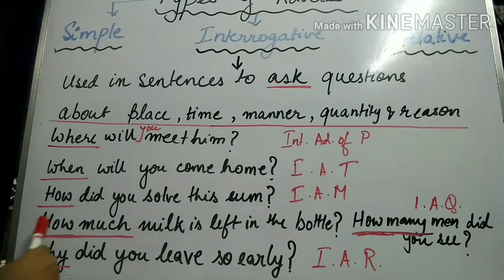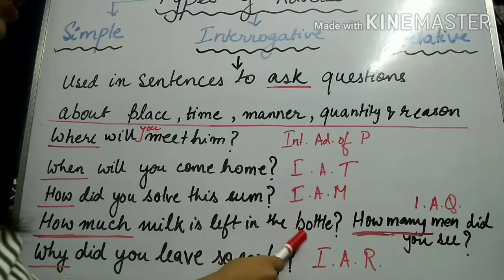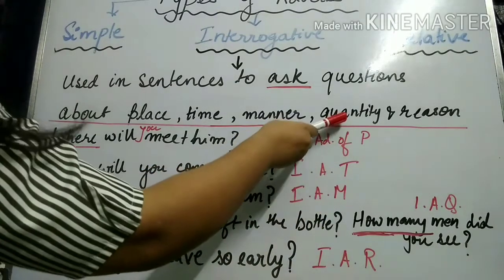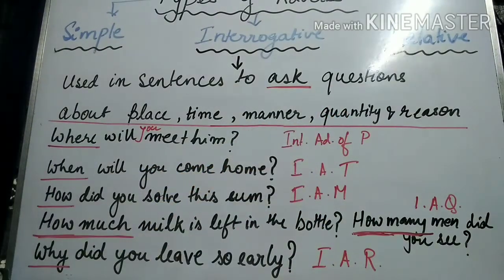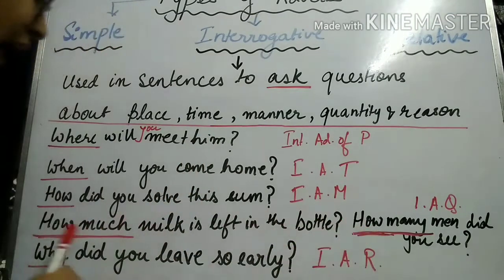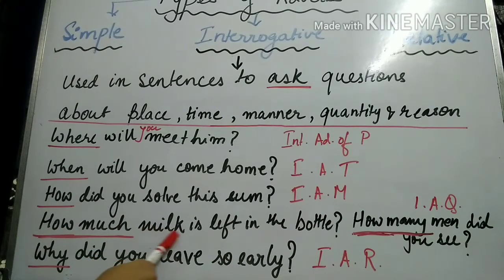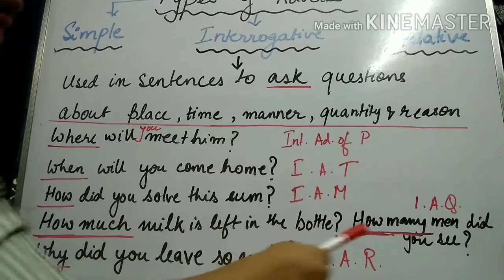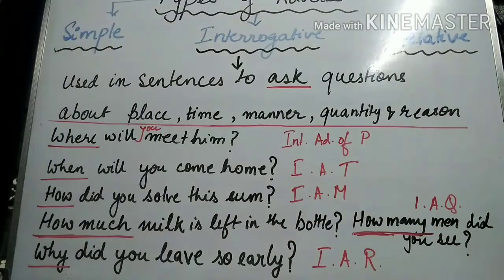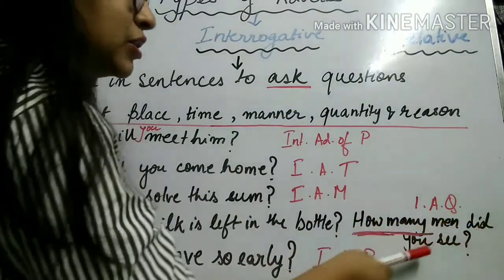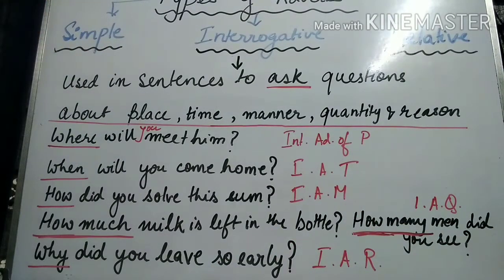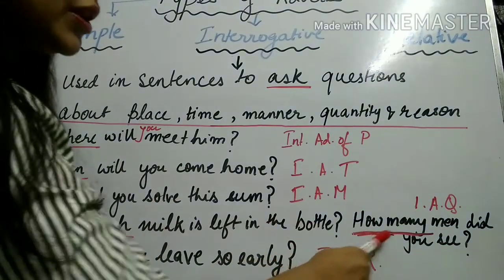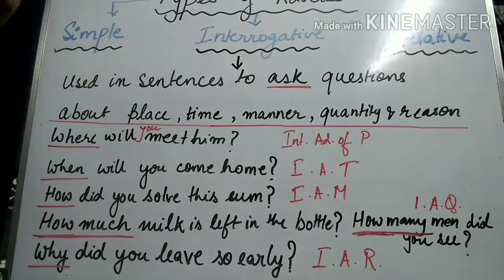The next one is how much milk is left in the bottle. I told over here that interrogative adverb of quantity makes use of two different kinds of adverbs, how much and how many. How much is used for uncountable nouns. Milk is uncountable, so how much is used. And men are countable nouns, therefore how many men did you see? How many is used over here. In both cases, how much and how many are interrogative adverb of quantity.